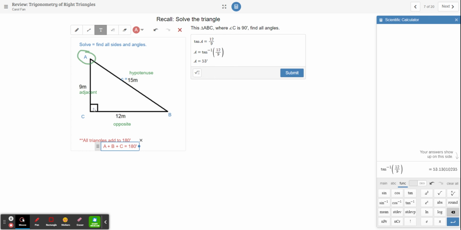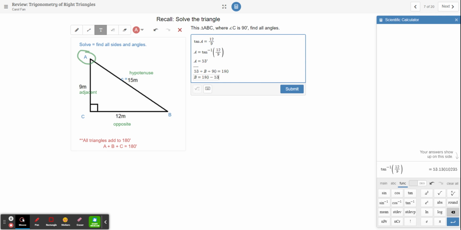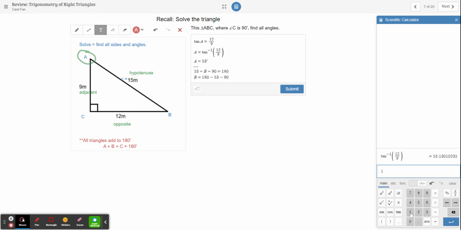We know what angle A is, we know what angle C is. So that means we need to find the difference and we'll know what B is. Right, 53 plus B plus 90 degrees is equal to 180. So B is equal to 180 minus 53 minus 90. Let's go back to our main calculator. 180 minus 53 minus 90. We now have B is equal to 37 degrees.